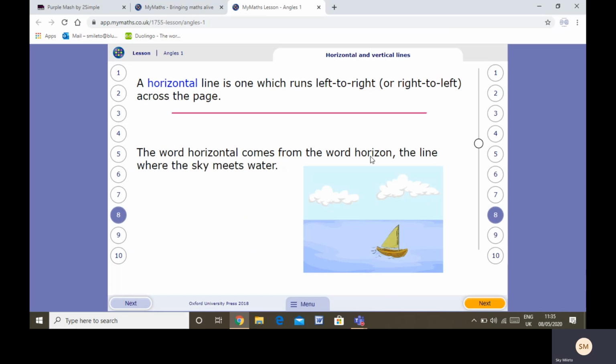The word horizontal comes from the word horizon, the line where the sky meets water. So you might have gone to the seaside and said, I can see all the way to the horizon, the line that runs all the way at the back of your view. So that line is horizontal. The horizon is horizontal, just like a horizontal line on a page. It runs from left to right.